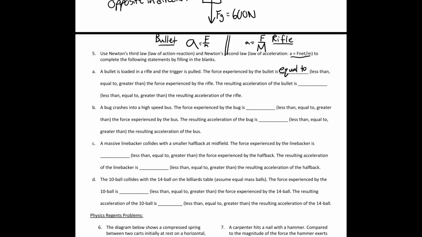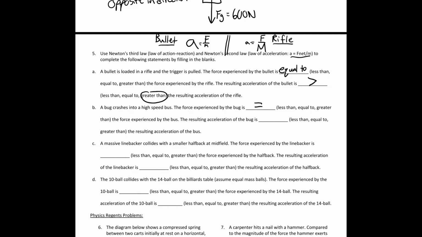Kind of cool. So the resulting acceleration of the bullet is going to be greater than the resulting acceleration of the rifle. A bug crashes into a high-speed bus. The force experienced by the bug is going to be equal to the force experienced by the bus. The resulting acceleration of the bug is blank the resulting acceleration of the bus. Just think about it. Which one would accelerate more?